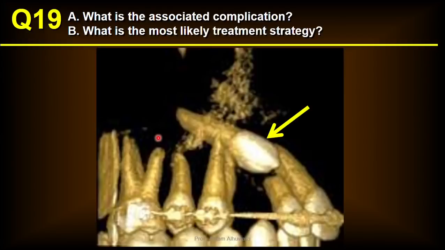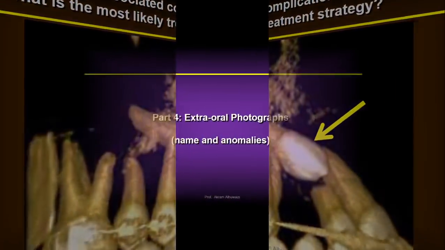What's the associated complication with the impacted maxillary canine? It's resorption of the root of the adjacent lateral incisor. What's the most likely treatment strategy? Probably extraction of the lateral incisor, allowing the canine to erupt. And that's because of the severe resorption of the lateral incisor.